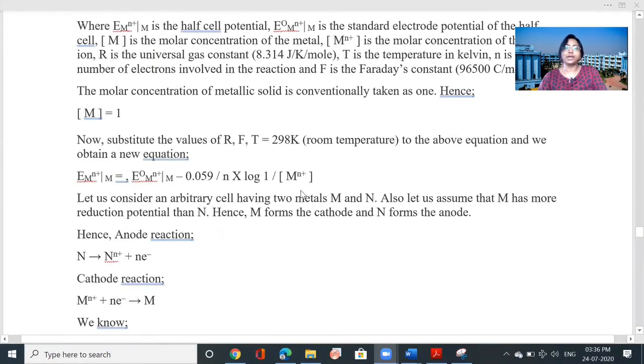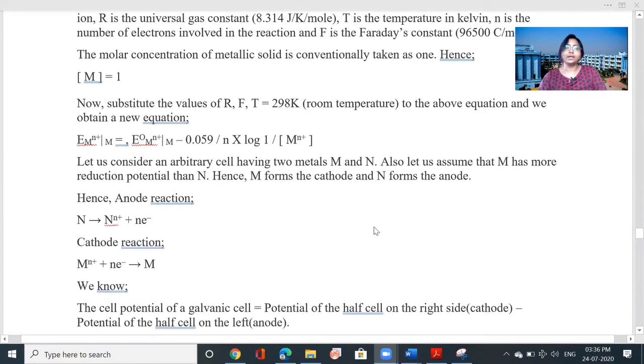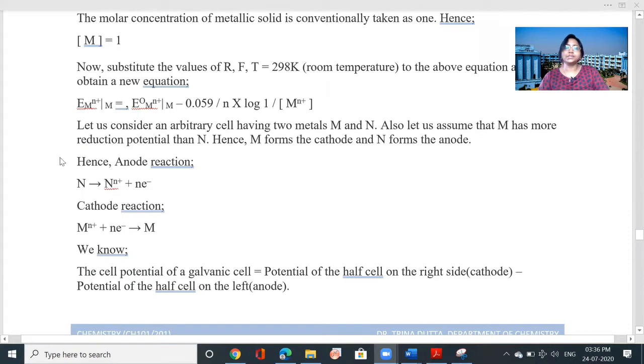Now we have M and N. In a similar way, there will be an anodic reaction and a cathodic reaction. At the anodic part, N releases electrons and becomes positive, and M at the cathodic part takes the electrons. We know that the cell potential of a galvanic cell is equal to the potential of the half cell on the right side, that is the cathodic, minus the potential of the half cell on the left side.